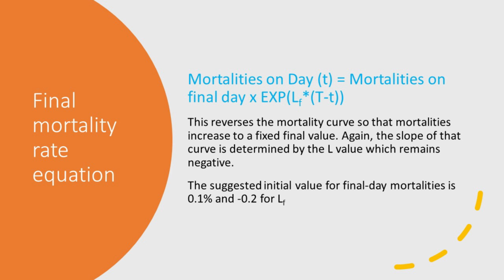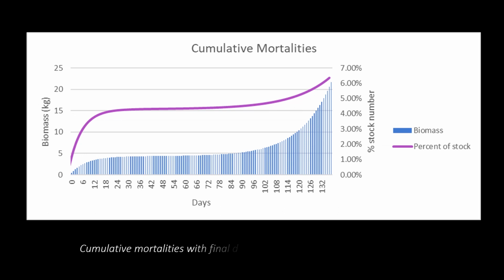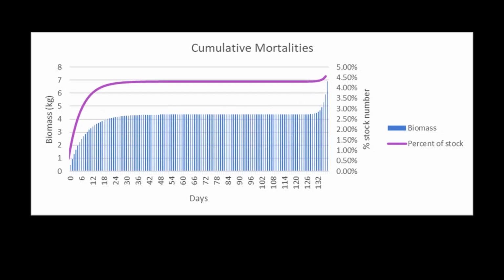This effectively reverses the curve so that mortalities increase to a fixed final value. Again, the slope of that curve is determined by the L value, which remains negative. Taking an example where 0.1% of the stock dies on the final culture day, we can see the difference between an L value of minus 0.05 and minus 0.5.